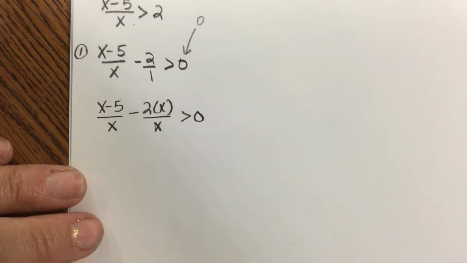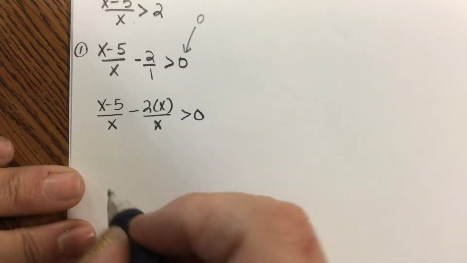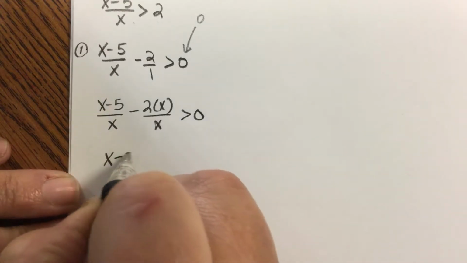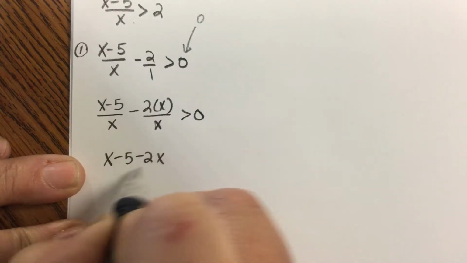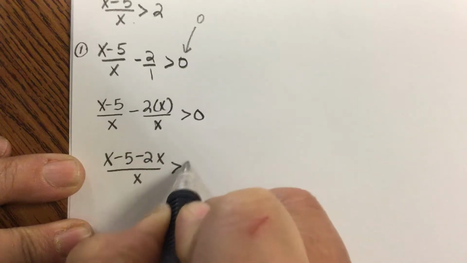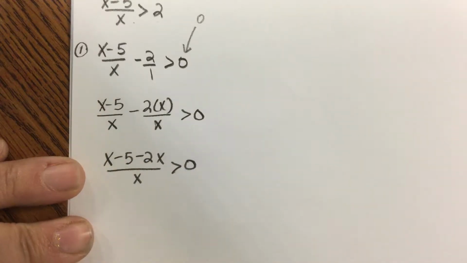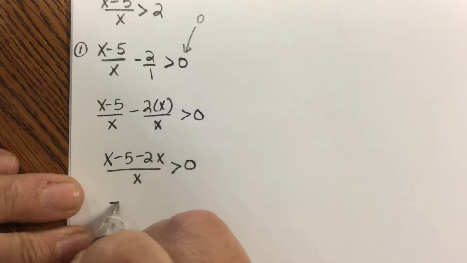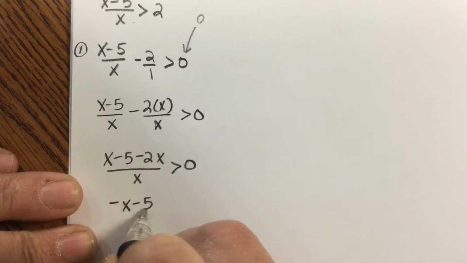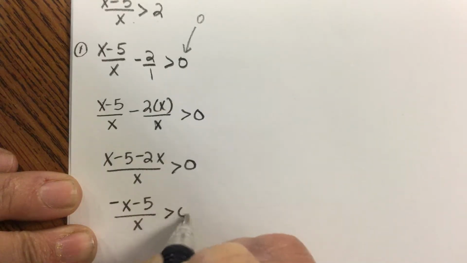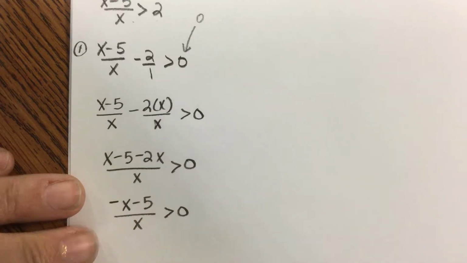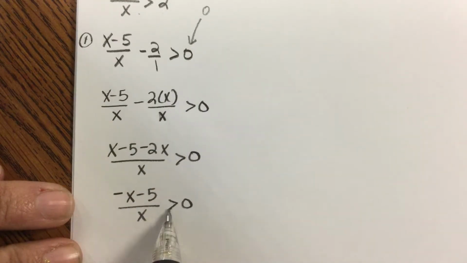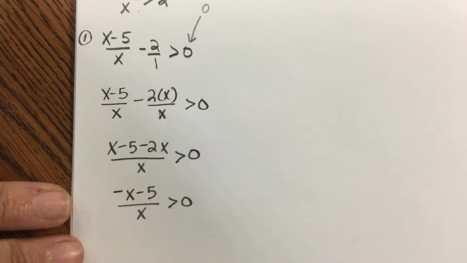Okay, let's go ahead and distribute our negative 2 and join our like terms. So x minus 5 minus 2x all over x has to be greater than 0. We have negative x minus 5 all over x is greater than 0. So step 1 is complete. We have a single fraction with some inequality and 0 on the right.